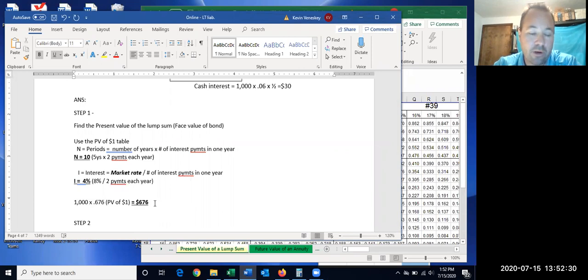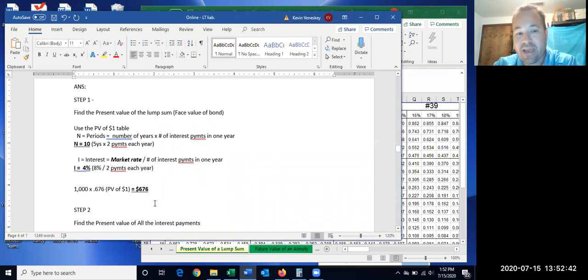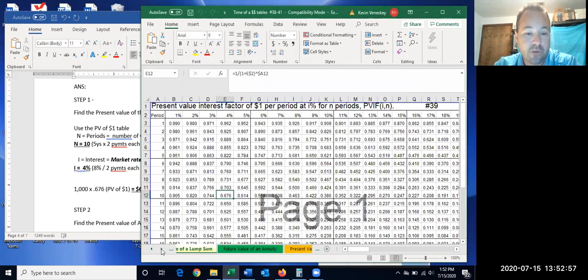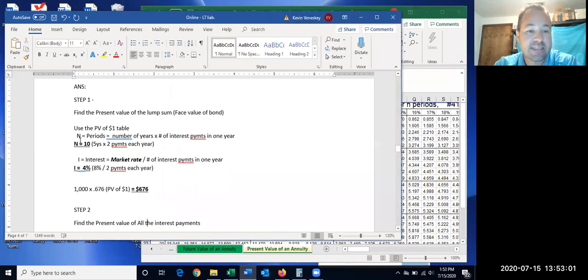And we can get way more into that. That would be a whole other class session as to proving that and how that all works with the time value of money. But for right now, you'll just have to trust me on it. 676, that's step 1. Now we're going to do close to the same thing, but based on the interest payments. The interest payments are not just a one-time payment. It's little payments for 10 different times. So that means we have to use a different chart. We're going to use the present value of an annuity chart. Same N, same I. N is 10, I is 4.